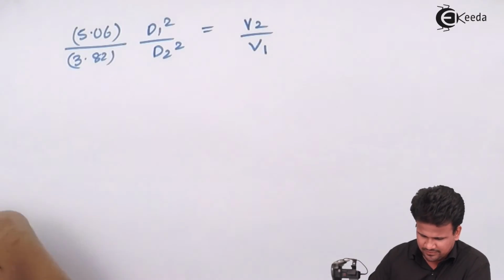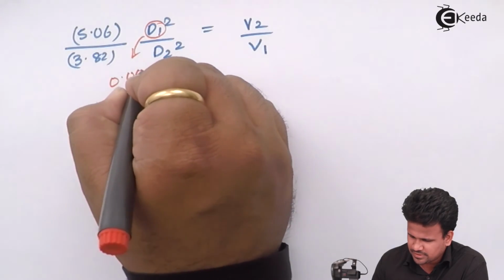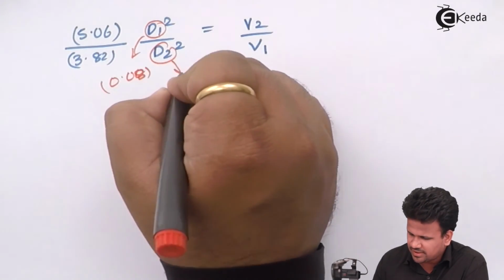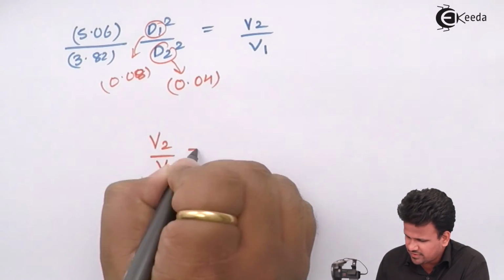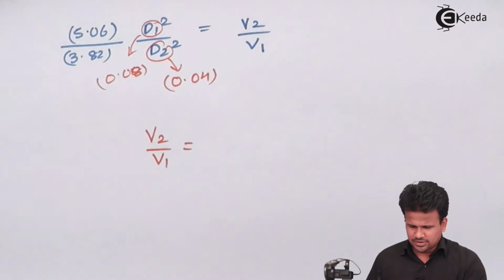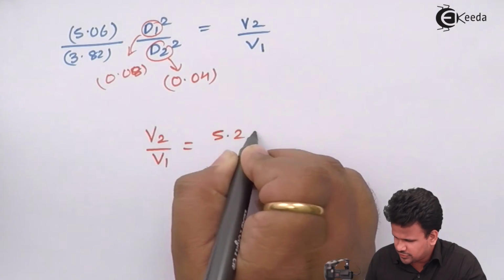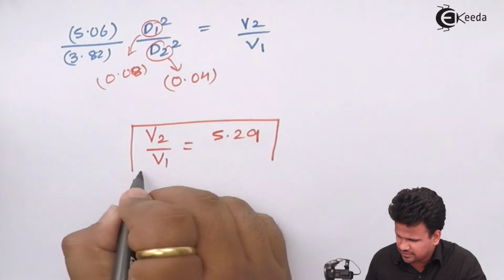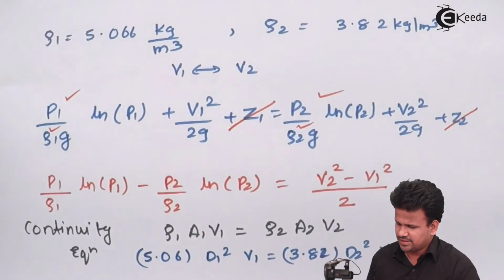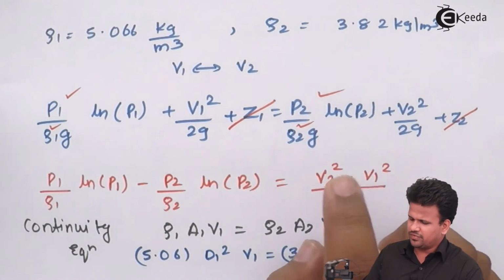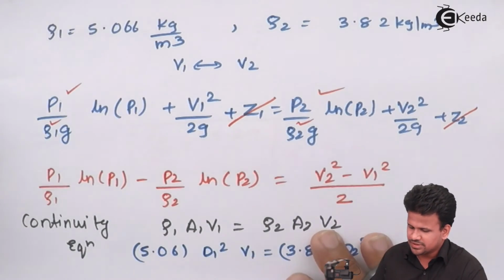Let us substitute the values: d1 is 0.08 and d2 is 0.04. By substituting this, the value of v2 by v1 comes out to be 5.29. So we have calculated the value of v2 by v1. We just have to substitute in this equation v2 in terms of v1, or v1 in terms of v2, and evaluate this equation.